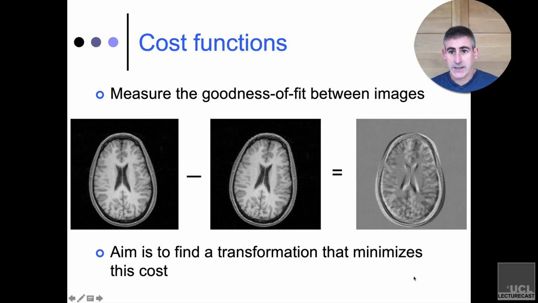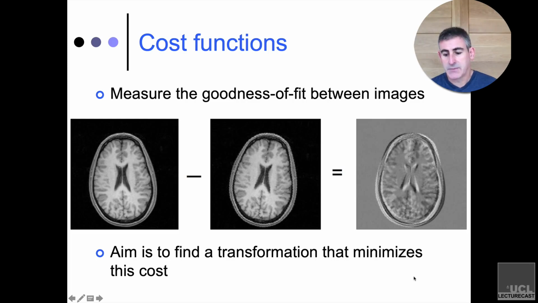And as per last week, the way we're going to do this is we're going to define a cost function to say, well, how different are these two images? If they're very different, then there's a higher cost. If they're very similar, then there's a low cost. And what we're going to try to do is find a way to minimize that cost. And that minimization is our estimate of how to make the one registered with the other.